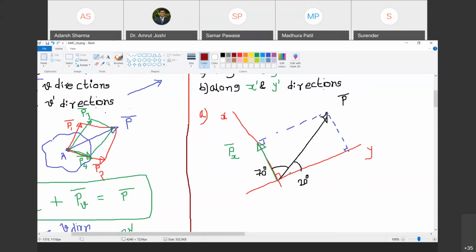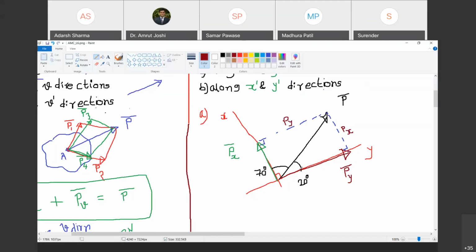So this is the component along y direction. I am going to call it Py bar, and its magnitude is Py. Do you agree with me? Yes, sir. Now, magnitude wise, is this length also Px? Yes, sir. And is this length also Py? Yes, sir. Now apply simple trigonometry in this triangle.